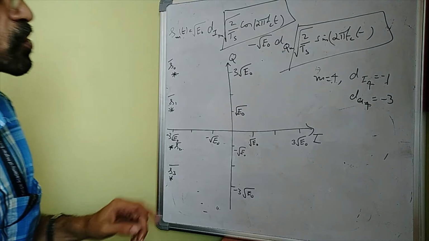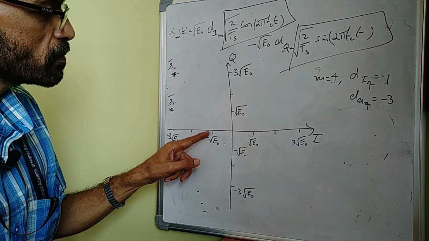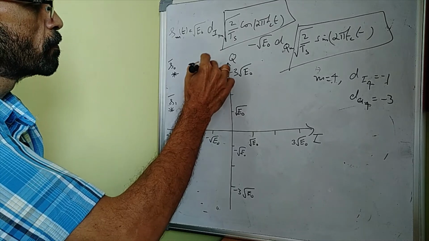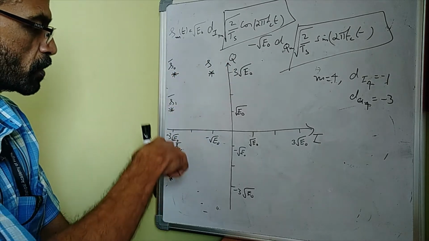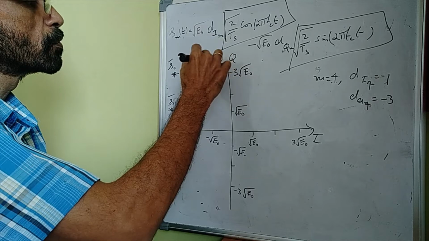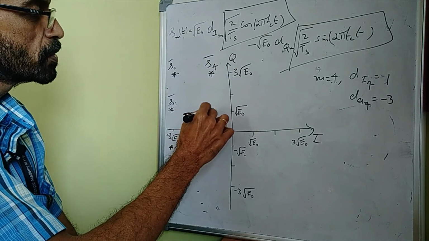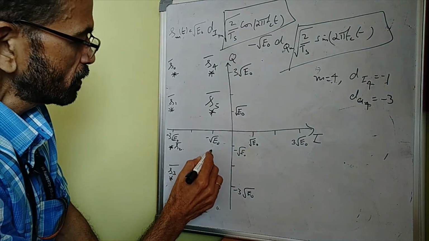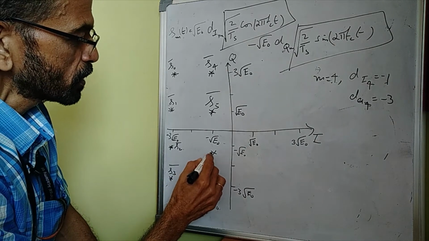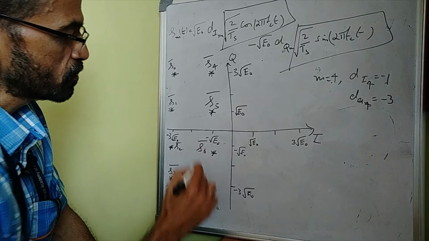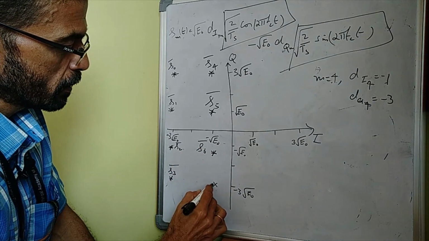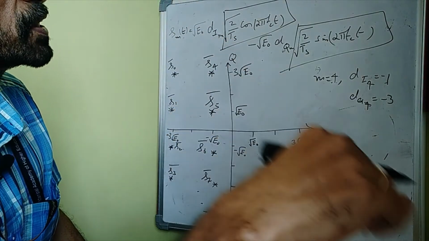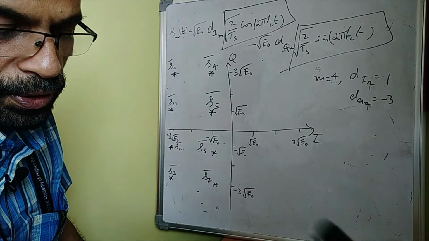That gives minus root E naught and 3 root E naught. So that comes here. S0, 1, 2, 3, 4. And S5 will be here. You can verify this. If something is wrong, you can get back. S6 will be here. S7 and S8, maybe we can take a quick look.